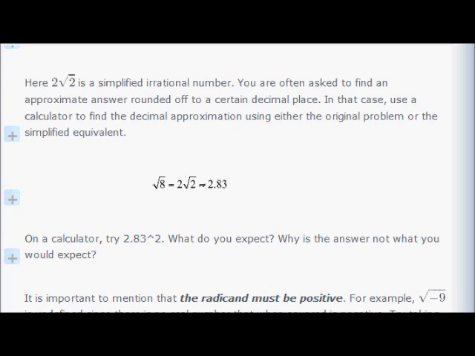So square root of 8 equals 2 times root 2. If you put root 2 into a calculator, you get something like 1.4, etc. And so that 1.4 times 2 equals 2.83, well, it's approximately equal to 2.83, with the squiggly equal sign. So now if you try 2.83 to the power of 2, what do you get? Well, you're expecting to get 8, right? But you're not going to get exactly 8 because it's an approximation.